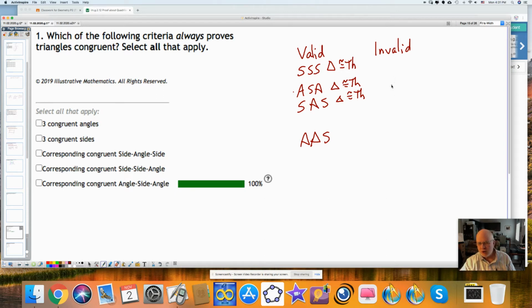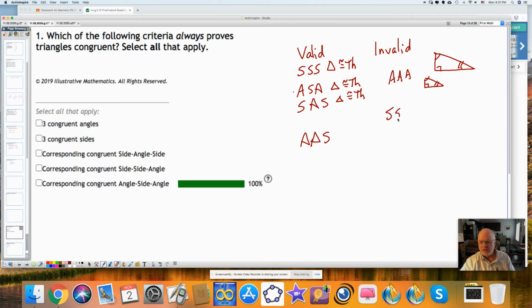There are two that are not valid, at least not valid all the time. One of those is the angle angle angle shortcut, and that's because you could have one triangle that's really small, with all three angles the same as on a separate triangle that's a larger version of it. This is a dilation, and this is what we'll talk about in similarity in our next unit. So this is not a valid shortcut to proving triangles are congruent.